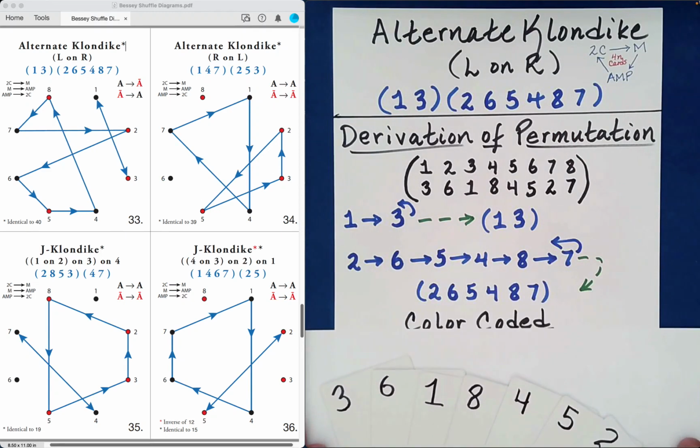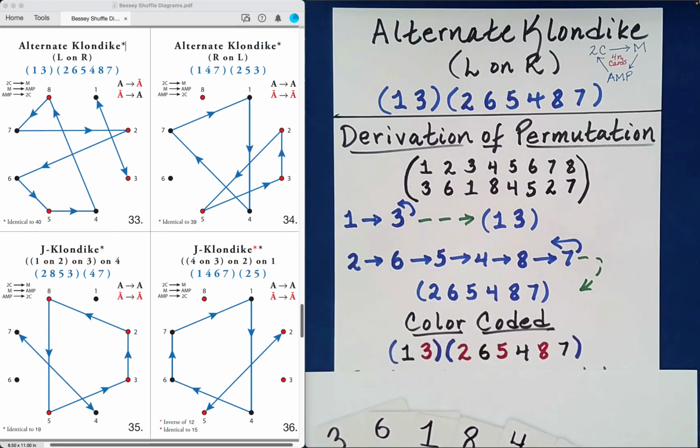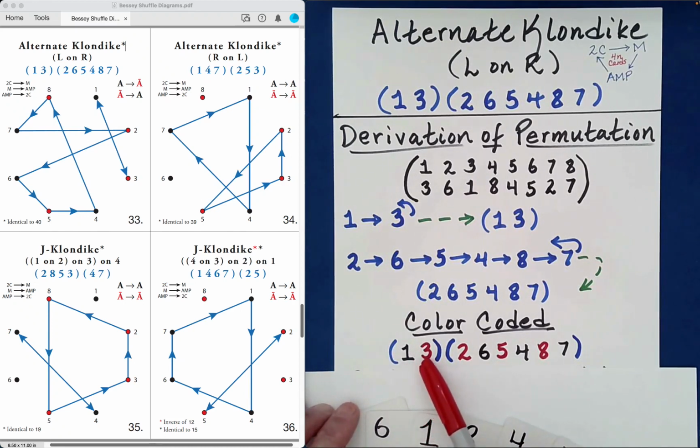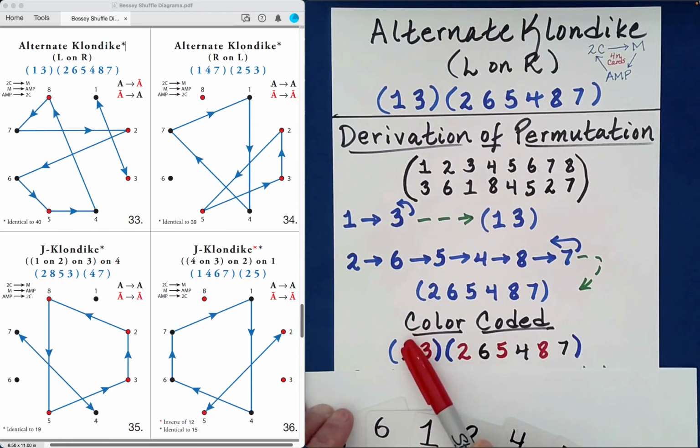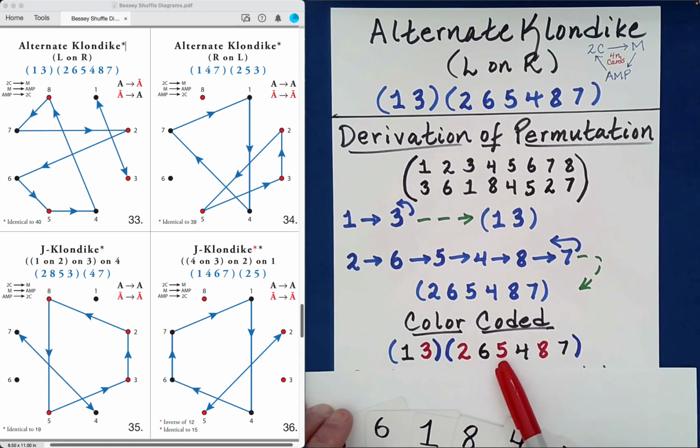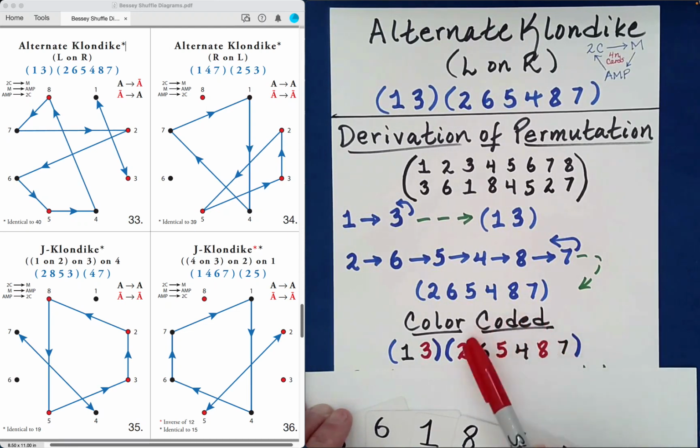Color coding our numerals, we obtain the following. Recall position values 1, 4, 6, 7 are color-coded black, and position values 2, 3, 5, 8 are color-coded red. So we see that black 1 goes to red 3, which returns to black 1. Red 2 goes to black 6, which goes to red 5, which goes to black 4, which goes to red 8, which goes to black 7, which cycles around to red 2.